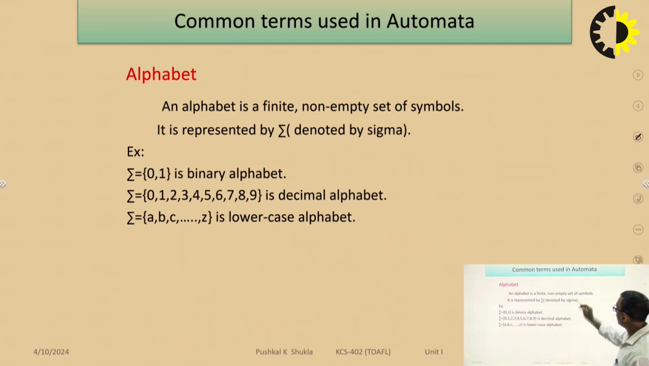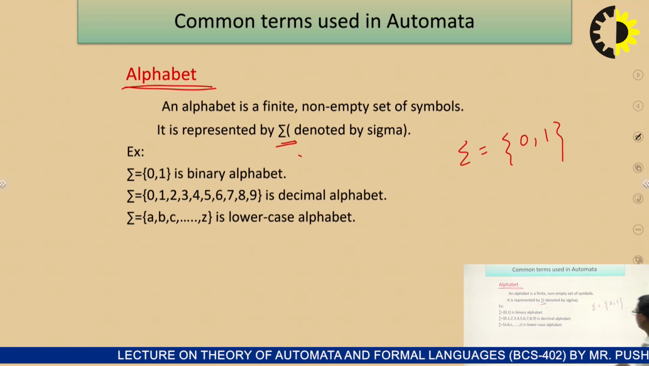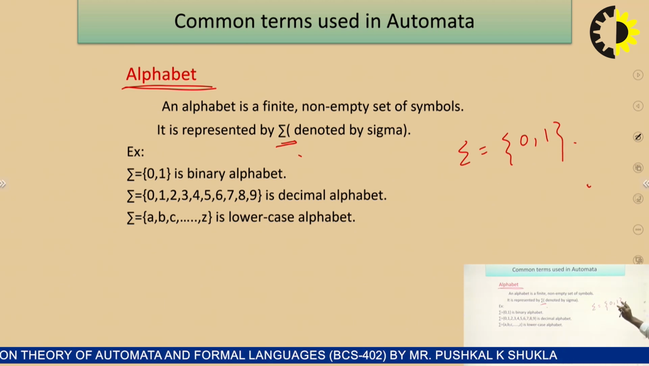Now, the common term used in automata is alphabet. That's very important. An alphabet is a finite, non-empty set of symbols. For example, 0, 1, A, B. It is represented by sigma. For example, sigma equal to {0, 1} is a binary alphabet.